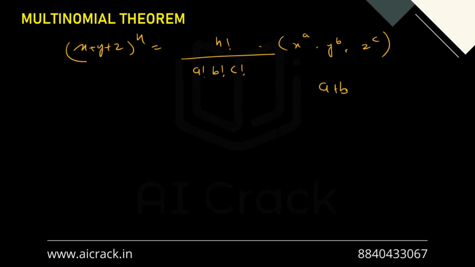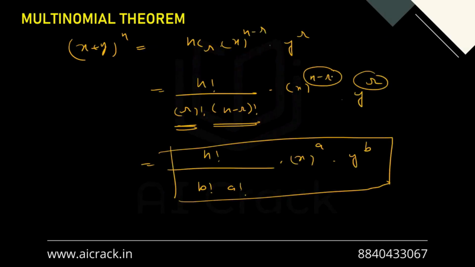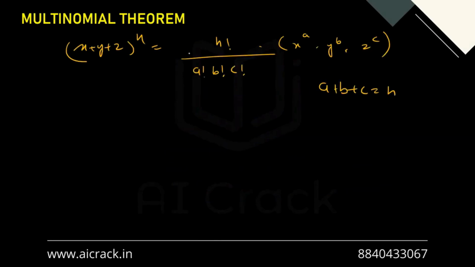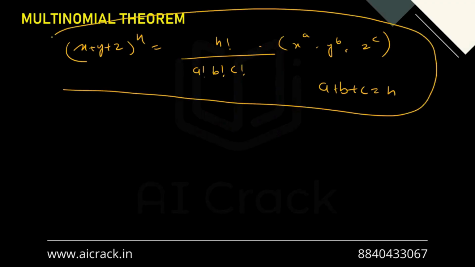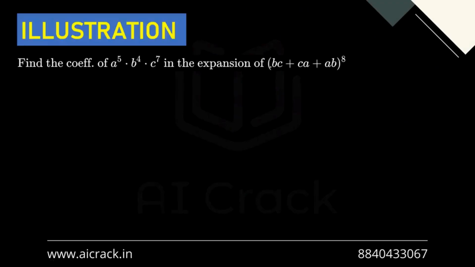And a plus b plus c equals n, because over here it was n minus r plus r. So basically this power has been divided everywhere in terms. Over here we have 3 terms, so we have divided the power into 3 terms, a plus b plus c equals n, and dividing the factorial of individual terms in the denominator, right? So this is our multinomial theorem, and that's the only thing we have to study in it, and then we can directly jump on to solving questions. So let's see one example.